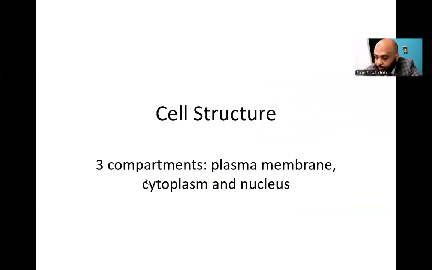Let's begin with the cell structure. We said we divide the cell structure into three compartments. The plasma membrane, the cytoplasm, and what is the last compartment? Okay, so the cell structure is divided into three compartments. There's the plasma membrane, the cytoplasm, and the nucleus.